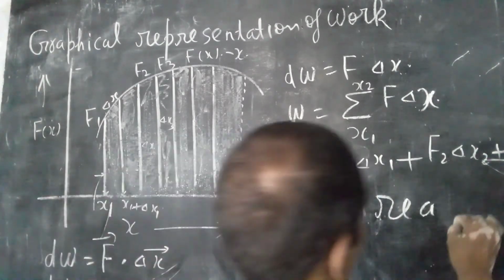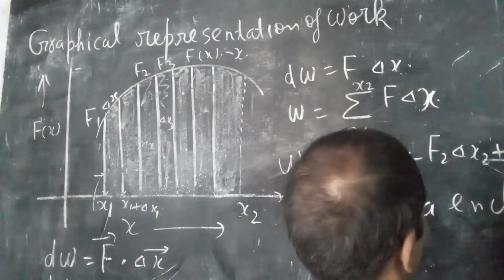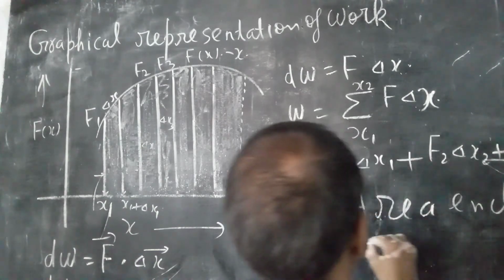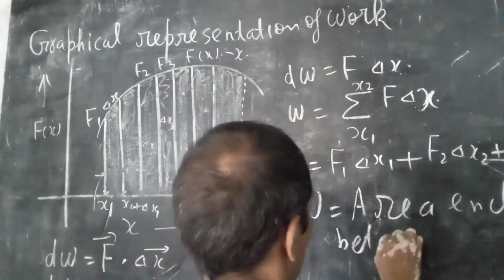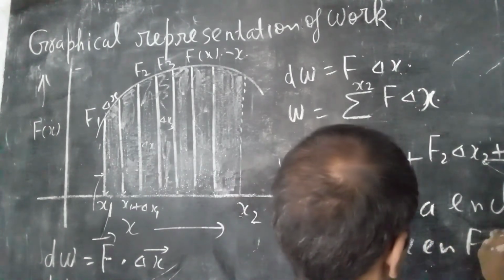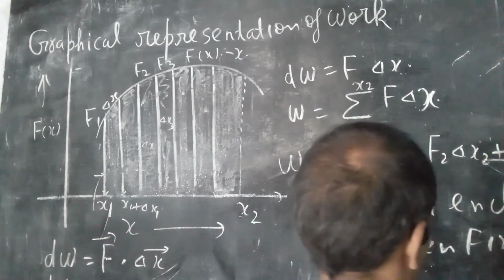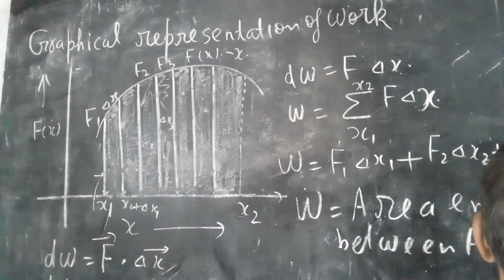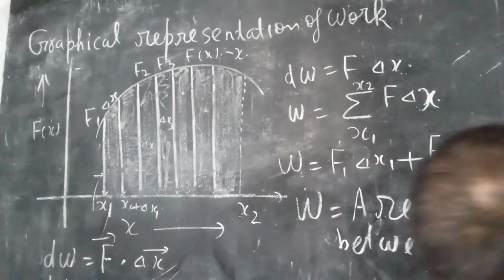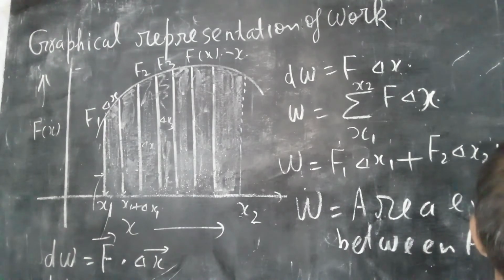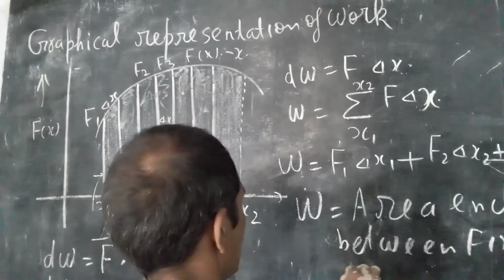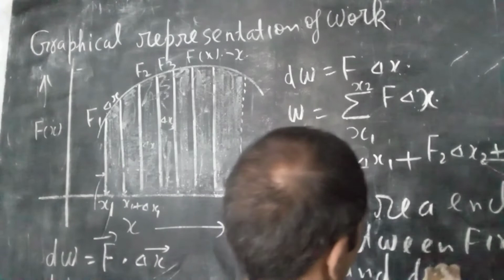Work is equal to the area enclosed between the force displacement curve and the displacement axis.